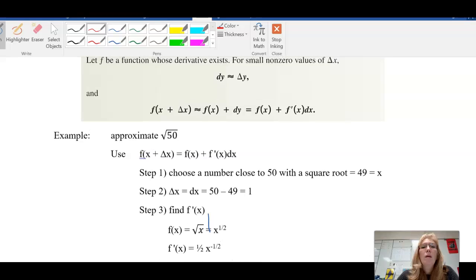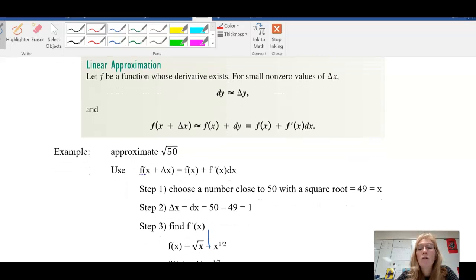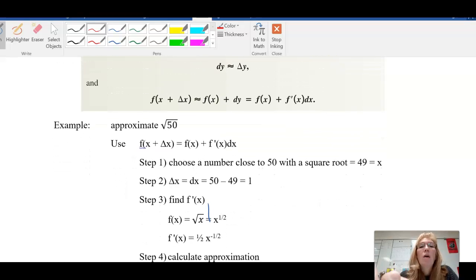So we're going through here and let f be a function whose derivative exists for non-small values of change in x. So I have a derivative and I have a change, or I have a differential. Okay, we know dy is close to the change in y. So let's just walk through this.